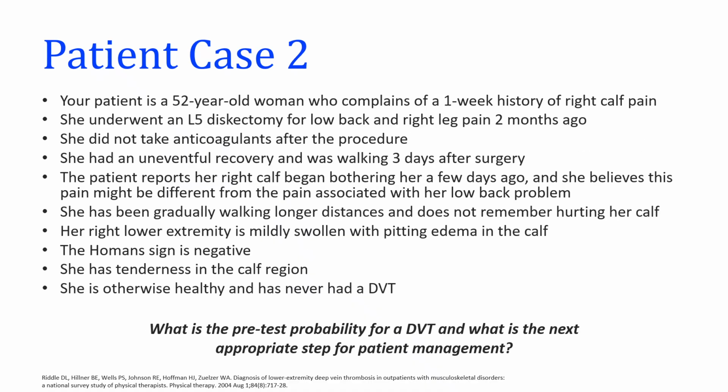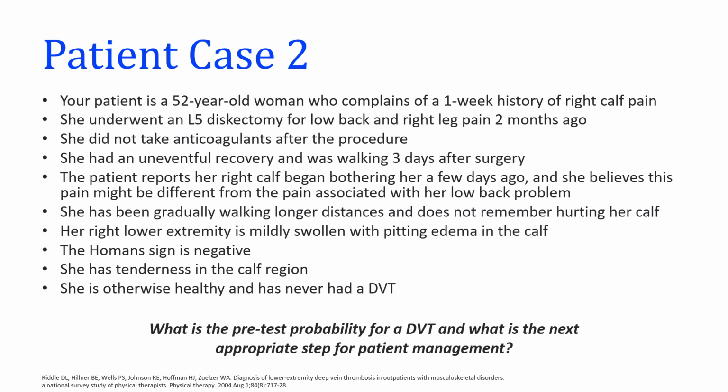Let's review another patient case and use the Wells criteria to estimate their pretest probability of DVT and determine whether further testing, such as a D-dimer or ultrasound, is warranted. This case involves a 52-year-old woman with a 1-week history of right calf pain. 2 months earlier, she underwent an L5 discectomy, and although she recovered well and was walking within a few days of surgery, she did not receive anticoagulation therapy following the procedure.